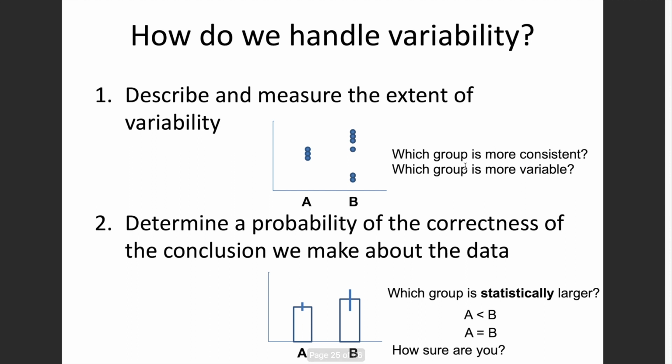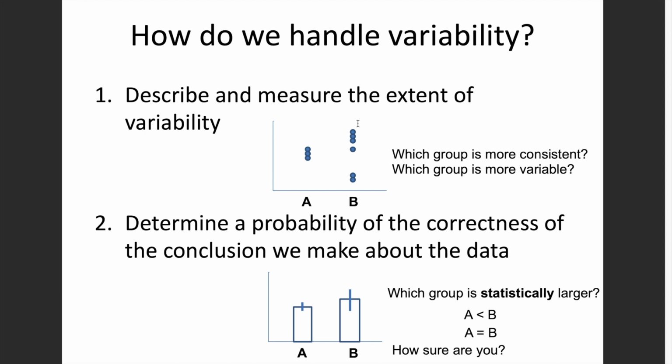So how do we handle this variability? There's a problem with variability in our data. We can't trust our data if it's really variable. There's a lot of fluctuations. It can sometimes be a pain. So how do we handle it? The first one is we try to describe and measure the extent of variability. We look at them and we determine which group is more consistent or which group is more variable.